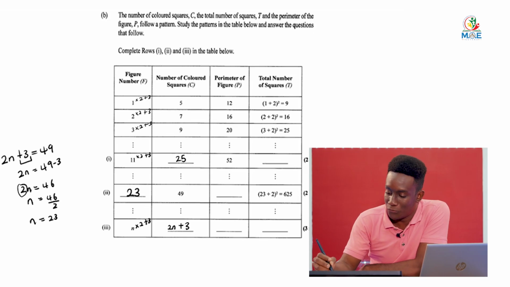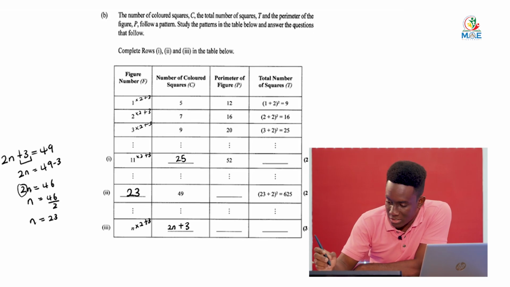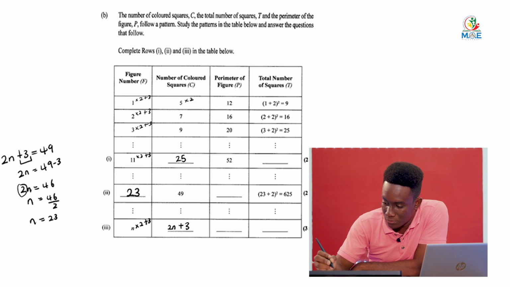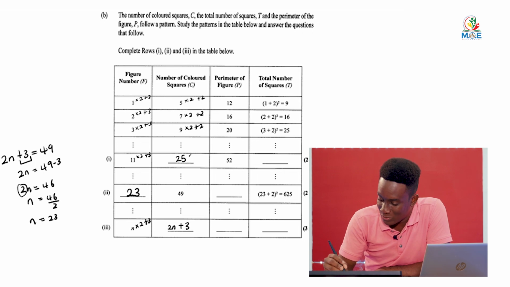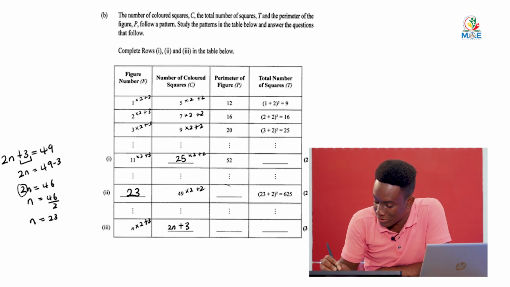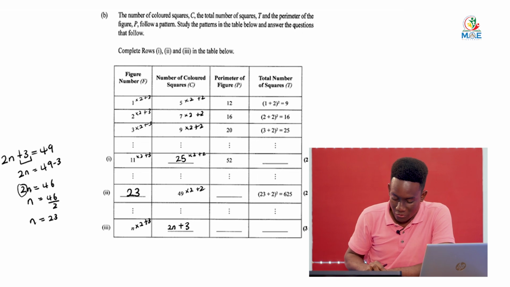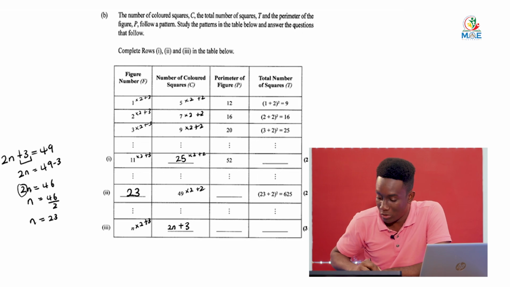So now let's see how we move from here to here. So 5 times 2 would be 10 plus 2, that would be 12. 7 times 2 would be 14 plus 2 would be 16. 9 times 2 plus 2 would be 20. So that works. So 25 times 2 would be 50 plus 2 would be 52. So 49 times 2 plus 2 should give us here. 49 times 2 would be 98 plus 2 would be 100, of course.